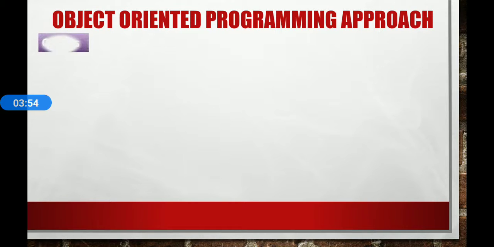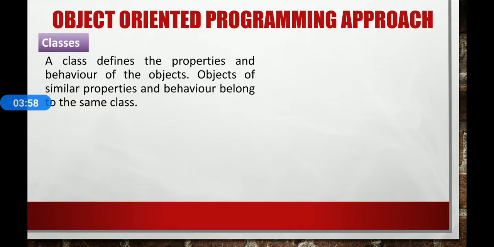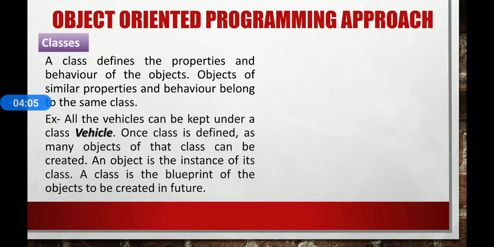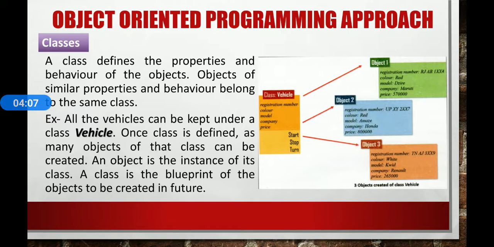Now next is classes. A class defines the properties and behavior of the objects. Objects of similar properties and behavior belong to the same class. For example, all the vehicles can be kept under a class vehicle. Once a class is defined, as many objects of that class can be created, as an object is an instance of its class.